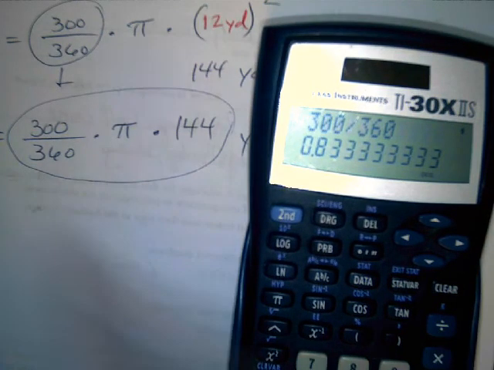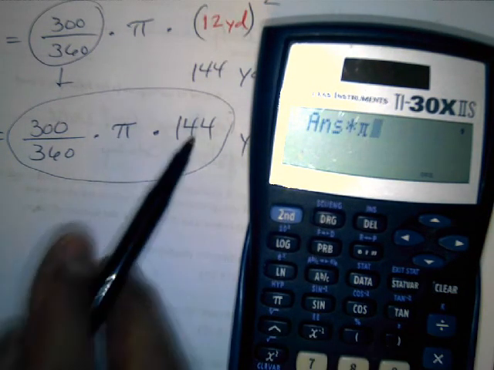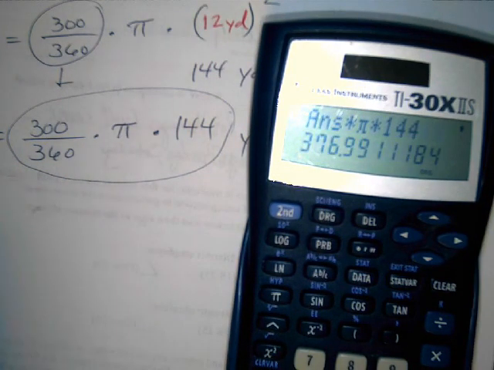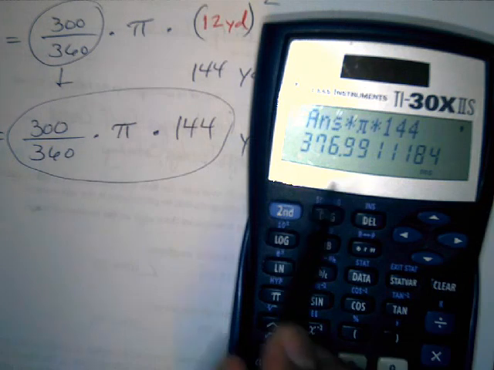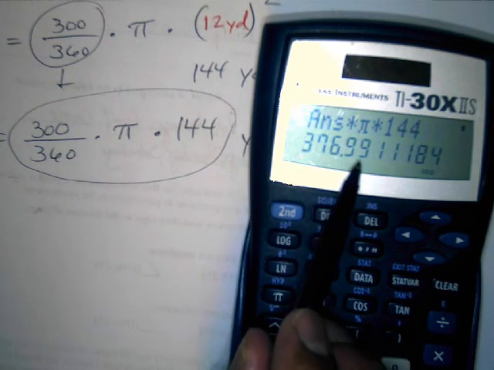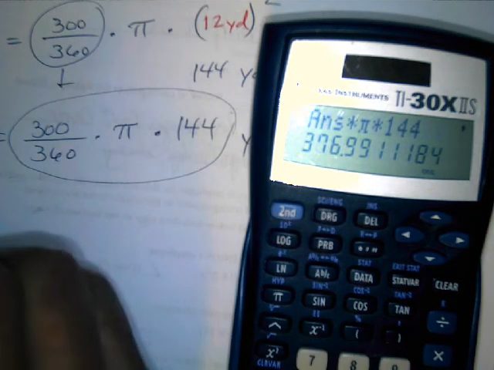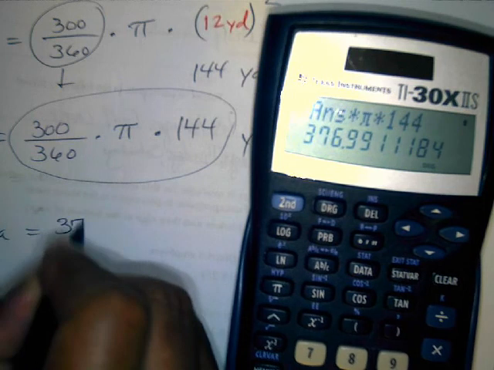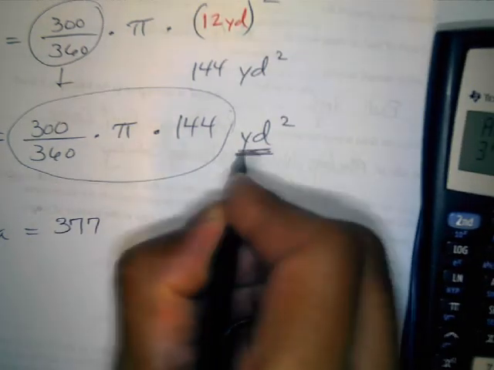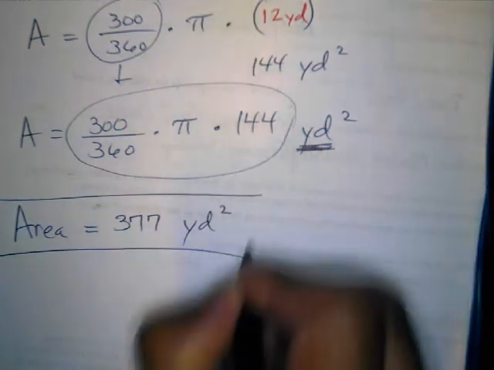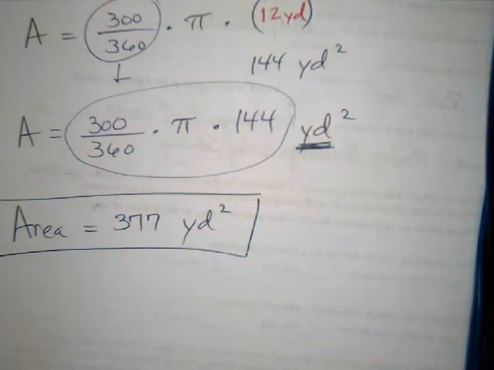Okay, so I already did the 300 divided by 360. I got this 0.833. And then I'm going to do times pi. And then times what? 144. Final answer is 376.99. You know what? They're going to round this up. They're going to just bump this up to 377, right? 377 what? Don't forget the units. Square yards. Okay, there it is.